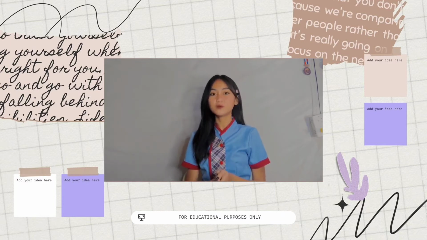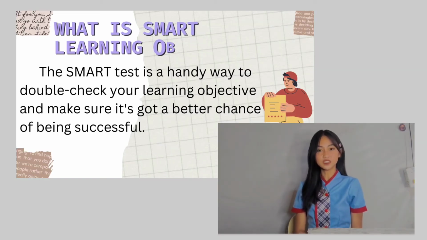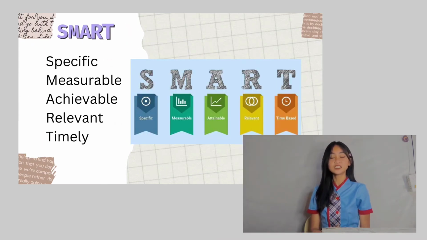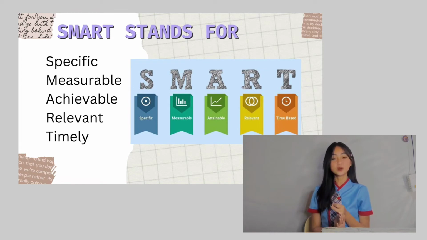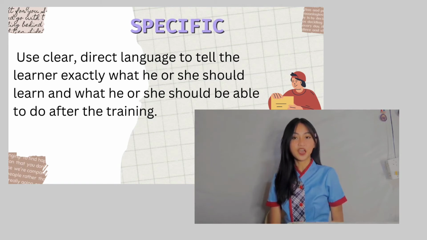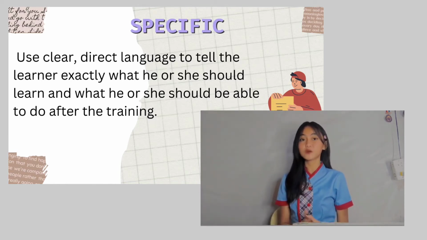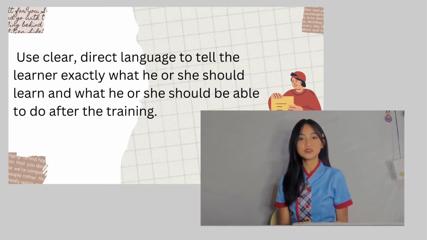Moving on, let's talk about what is the SMART rule objective. What is SMART learning objective? The SMART test is a useful tool for double-checking your learning objective and ensuring that it has a better chance of success. SMART stands for specific, measurable, achievable, relevant, and timely. Specific. Use clear, direct language to tell the learner exactly what he or she should learn and what he or she should be able to do after the lesson. Don't be vague, unclear, or misleading.